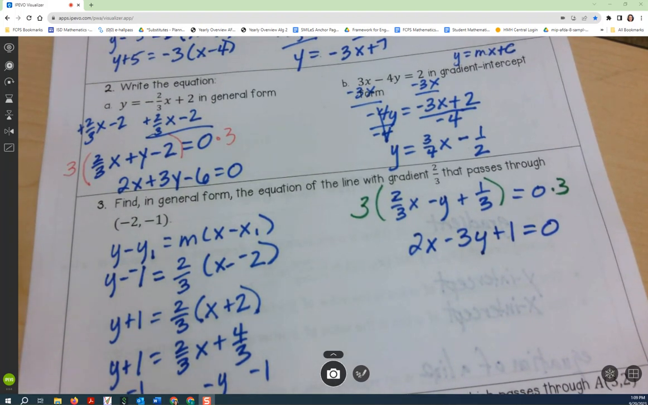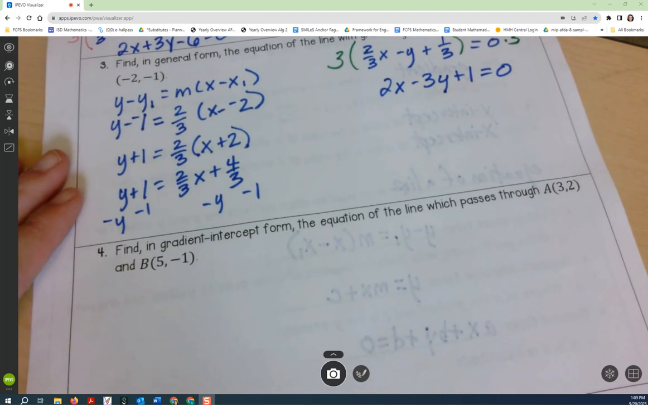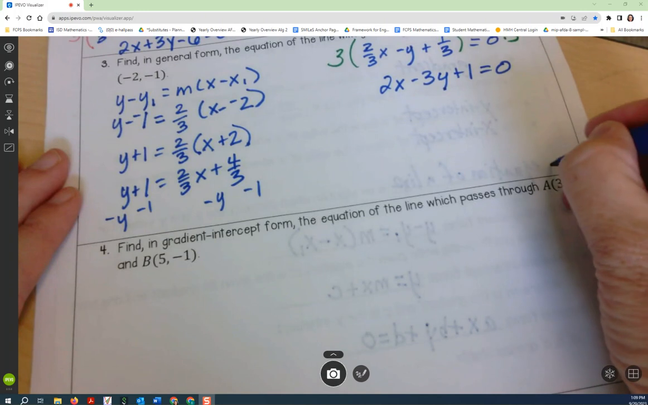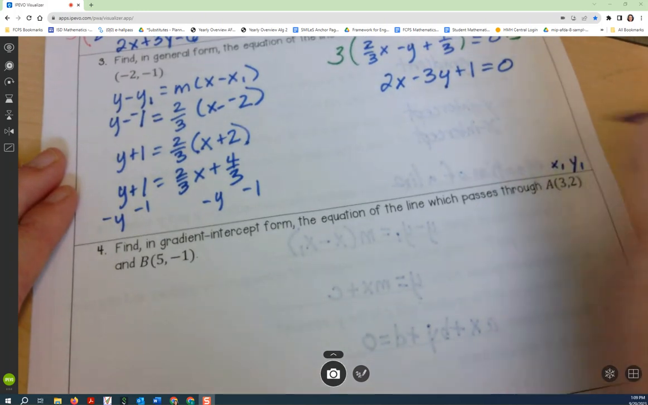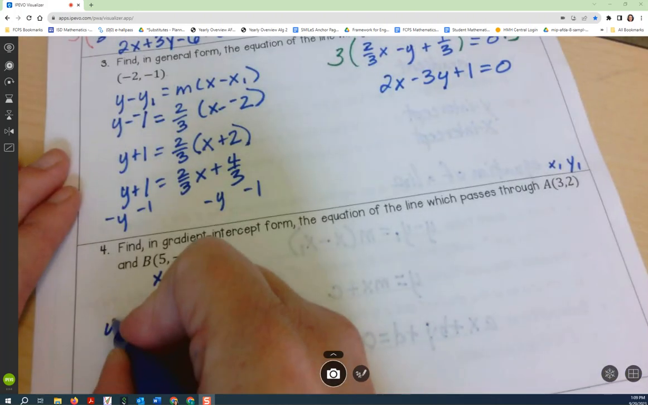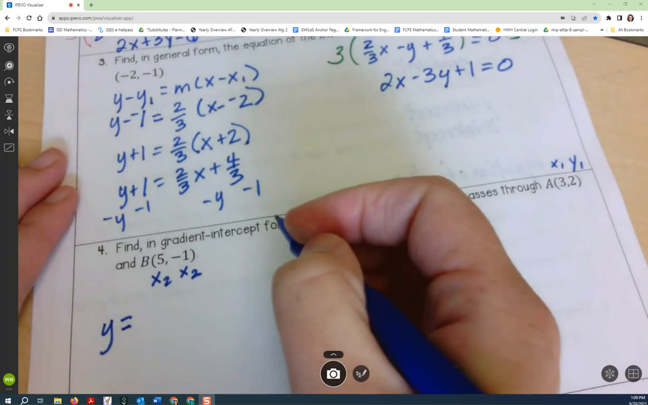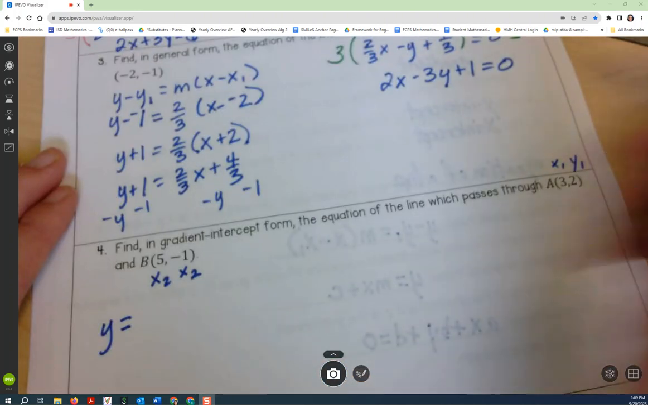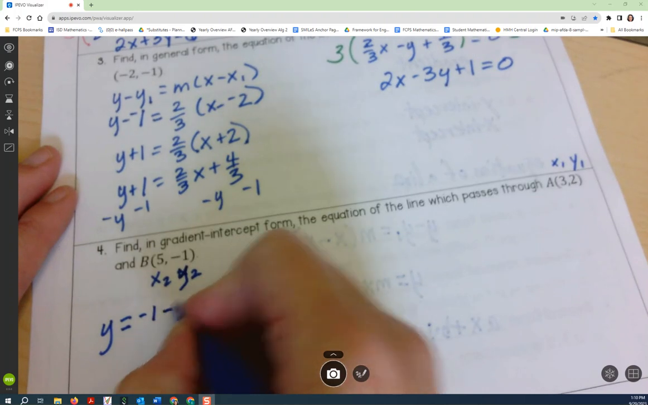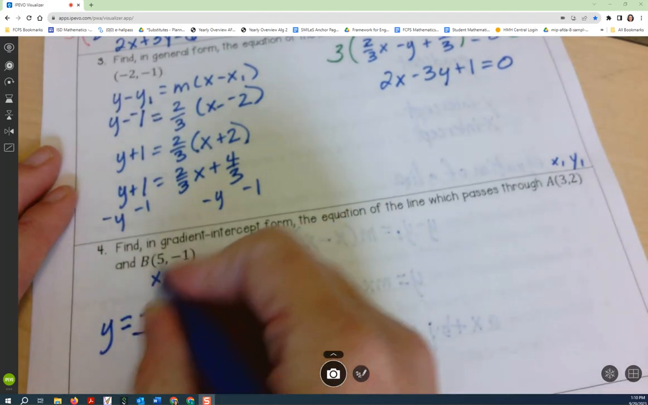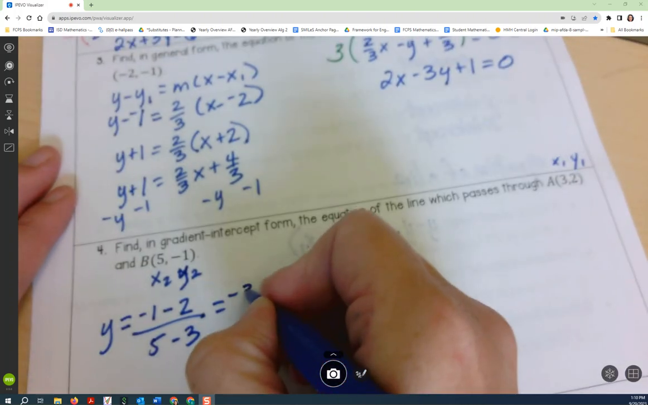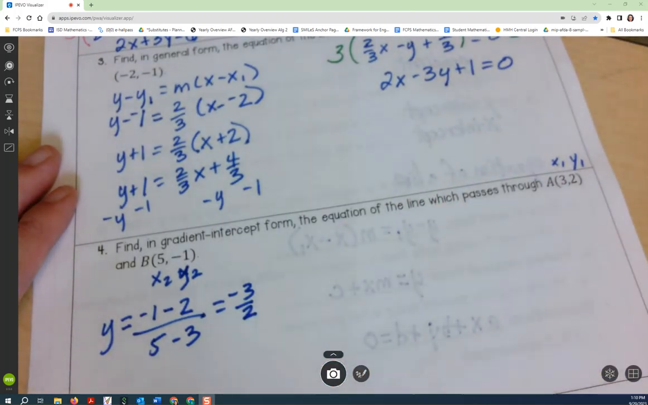All right, number 4 does not give me the slope or the y-intercept, so I'm going to start by finding the slope. So it doesn't matter which one you call 1 or 2. I'll do that, and that will be my 2. And so I have y equals, why did I put x for both? That's a y. Okay, so negative 1 minus 2 over 5 minus 3. So I get negative 3 over 2.